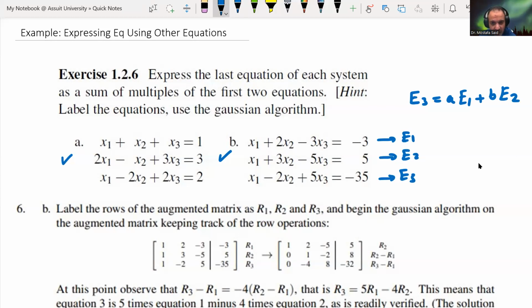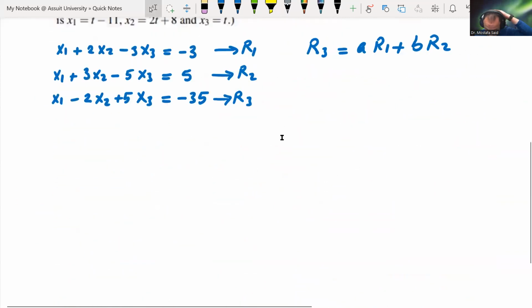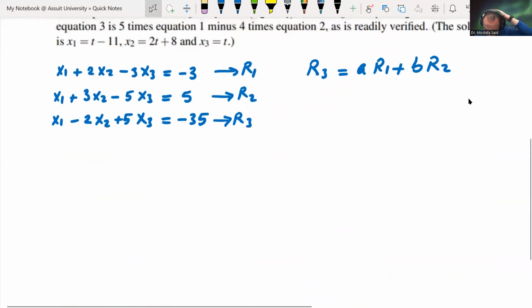But he doesn't want just A and B, he wants what is A and what is B. That's what's required by this question, and he wants you to do it using Gaussian elimination. That's what we're gonna do right now. Here is the given solution, which is a little bit confusing, so I'm gonna leave it to the end. Let's do it first and then compare it. Here is the system again, and here is what you want.